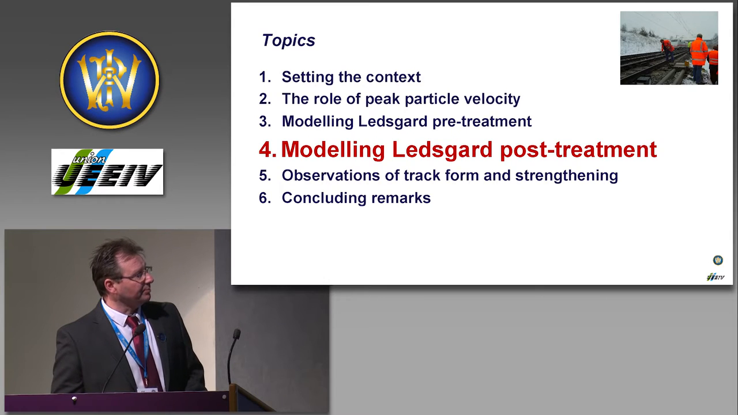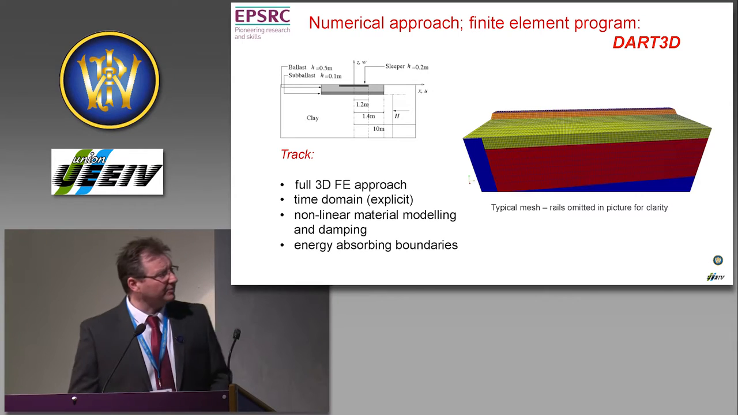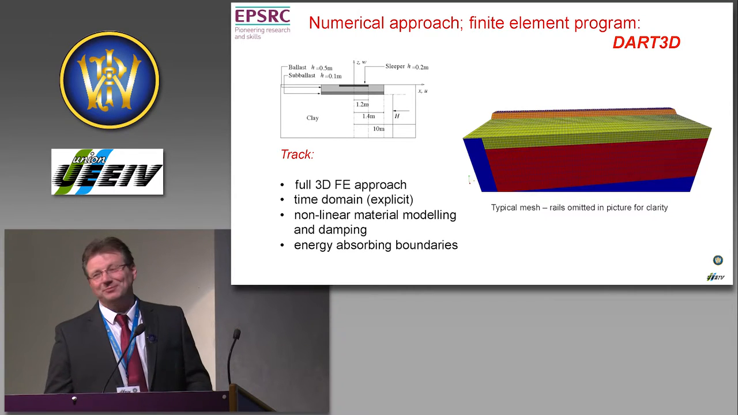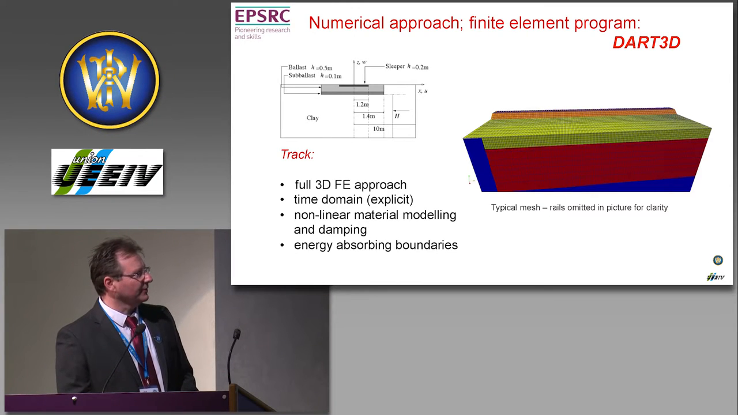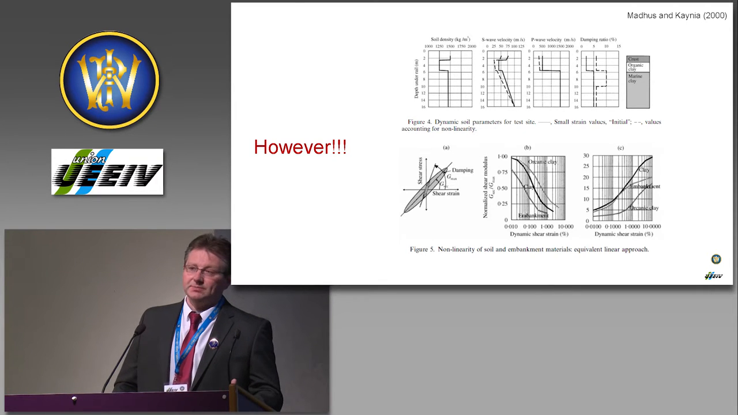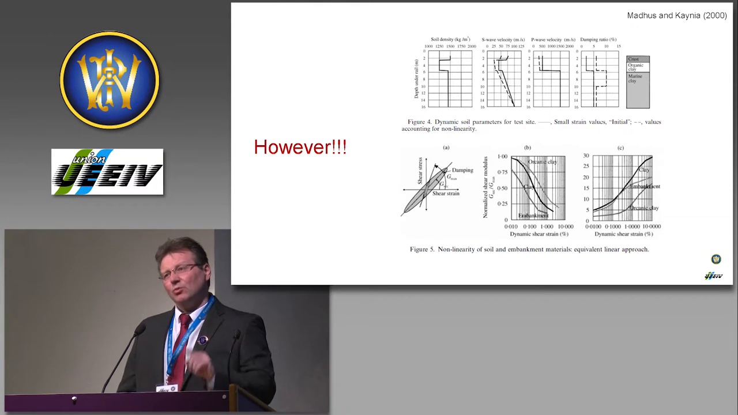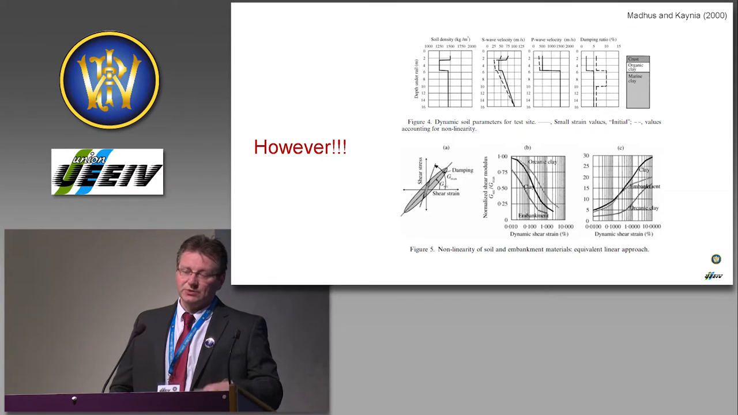So modelling Leeds Guard post-treatment. So we've done the analysis for Leeds Guard to calibrate the models. All sorts of things you have to be wary of when modelling these types of things. The problem, one of the main problems, is that when you're modelling this behaviour, as soon as you're approaching critical speed, you're right away into non-linear behaviour. It is very difficult then to predict what the reduction in your stiffness needs to be at the appropriate speeds. Switching to non-linear, which automatically reduces stiffness as a critical speed is approached, is the way forward.